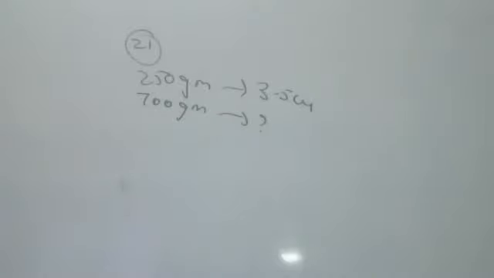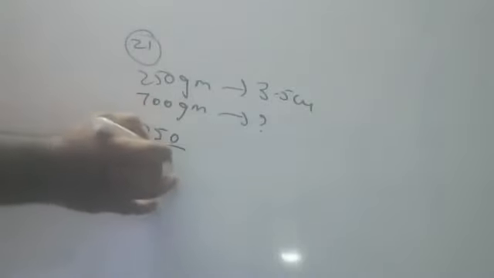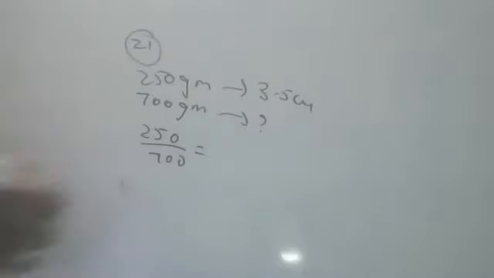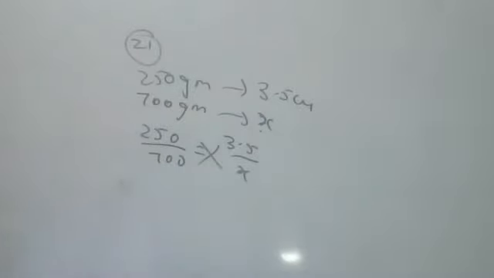Satvik, tell me this sum. How to do? 250 divided by 700 is equal to 3.5 by x. Tell me the cross multiplication.